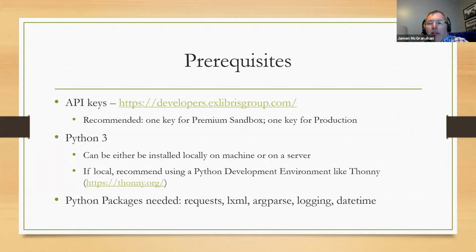Now there are some prerequisites for using the scripts that we have. You've got to have some API keys. I highly recommend having two separate API keys, one that points to your sandbox, one that points to production. This way you can test it on the sandbox first and then run it against production. You would also need Python 3. There is a Python 2 out there, but I haven't tested Python 2 against this script, but I know it works with Python 3. It can be either locally installed on a machine, like what I'm going to show you today, or it can run on a server by itself.